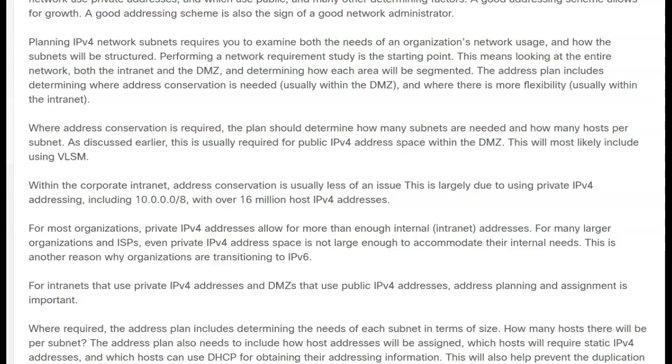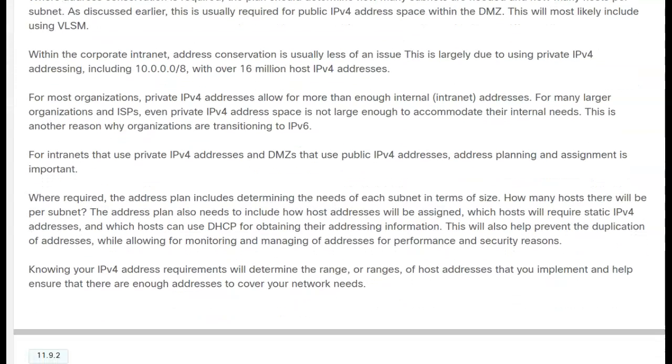Now, with a corporate intranet, address conservation usually is not so much an issue. I mean, your internal network in IPv4 could have 16 million host combinations. So for most organizations that's not going to be an issue. But you still want to make sure that you're planning a network that maximizes your resources.